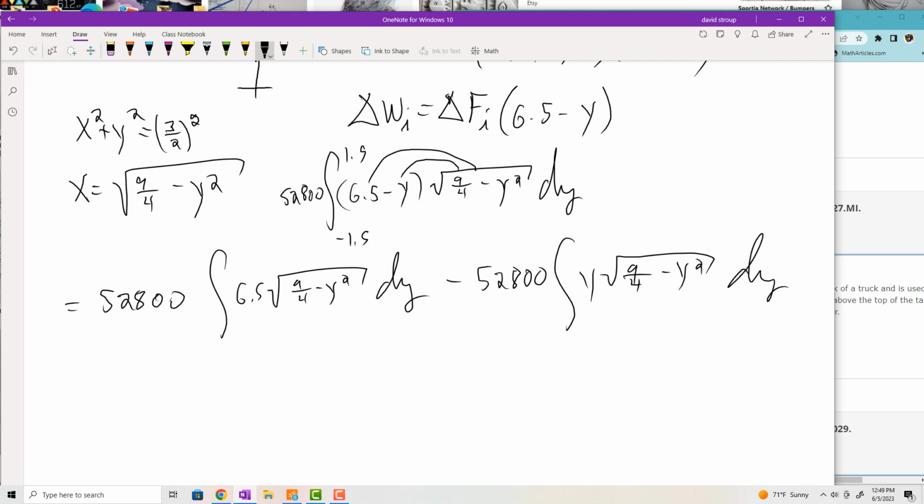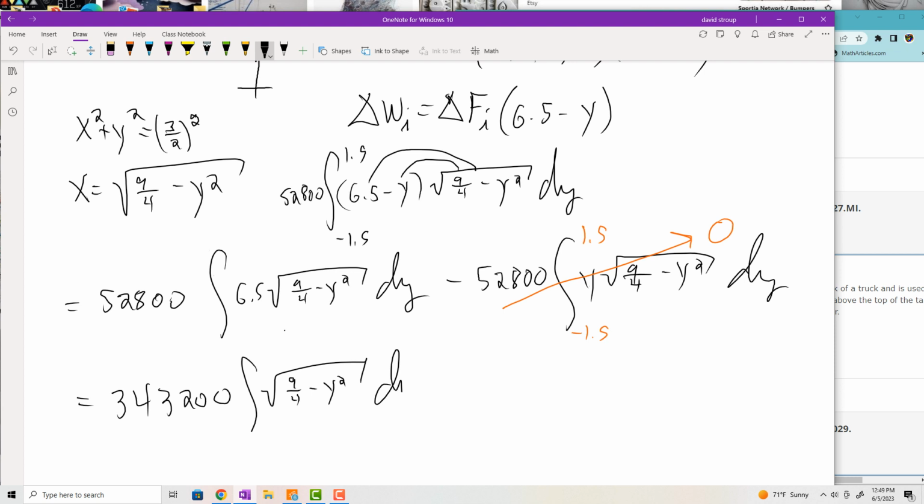That thing, you could do a u-sub on it, but because the integrand is odd, it's just going to be 0 because you're integrating over a symmetric interval from negative 1.5 to 1.5. So all you have to do is compute that first portion, factoring out the 6.5, you get 343,200, and then you have the integral of this thing, which is basically just the area underneath the semicircle from negative 1.5 to 1.5.